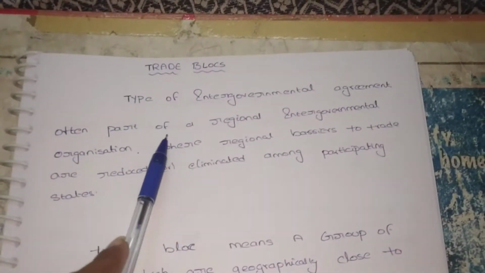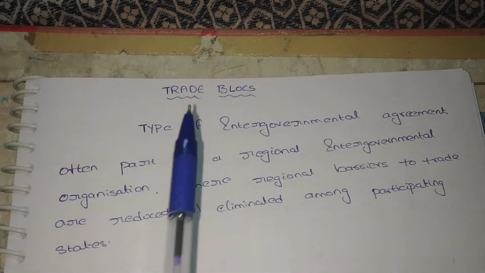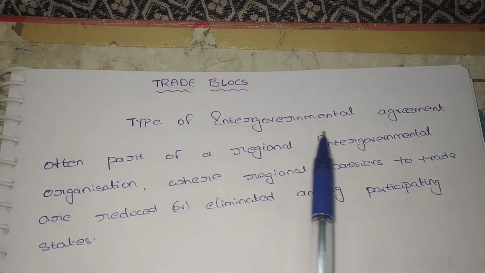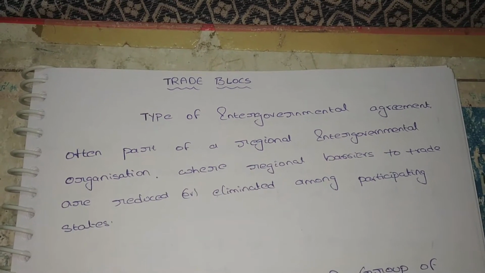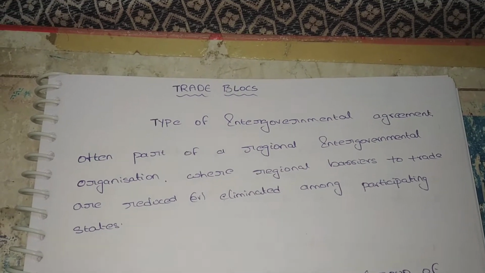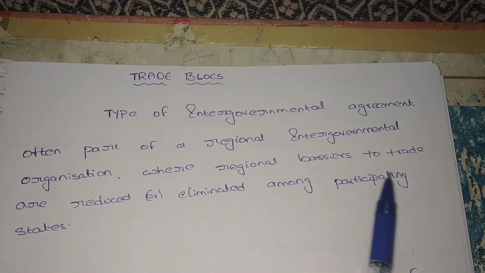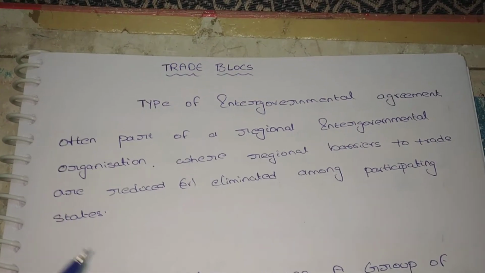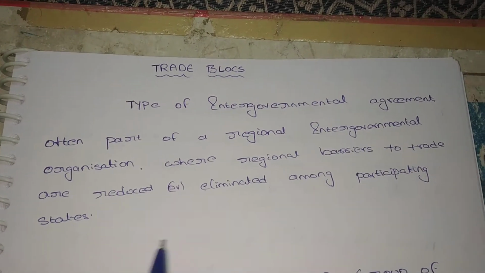It is a type of intergovernmental agreement, often part of a regional intergovernmental organization. A trade bloc is a regional intergovernmental organization where regional barriers to trade are reduced. What is the use of forming a trade bloc? Here, trade barriers are reduced or eliminated among participating states.